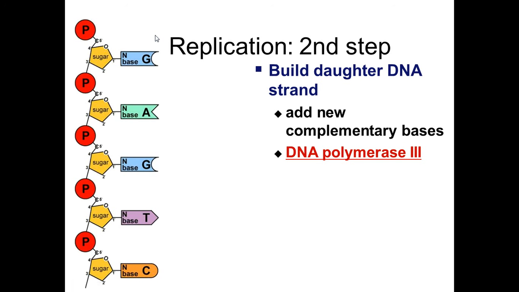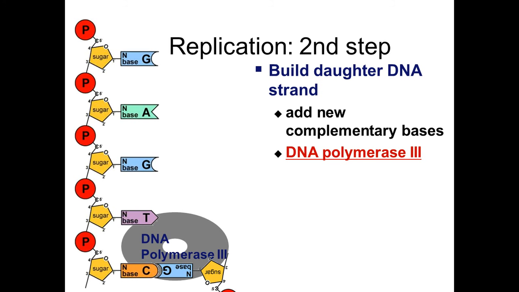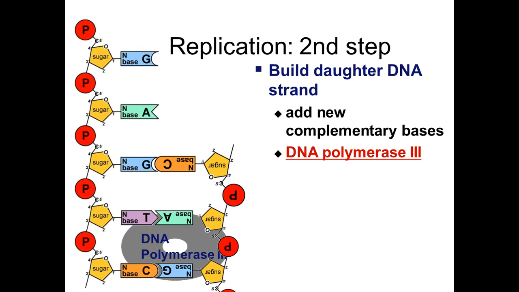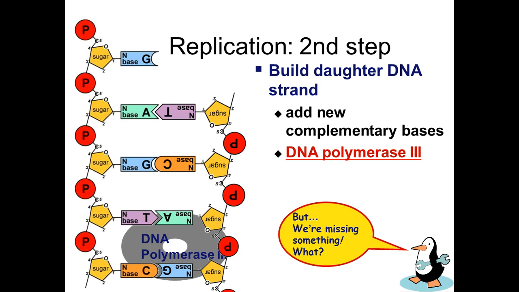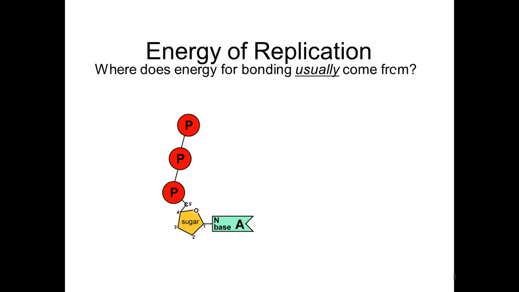This is also done with an enzyme. The enzyme's called DNA polymerase 3. And DNA polymerase 3 will go through and it will add the correct base to each of the other bases, bonding them together. However, we're missing something. Where is the energy coming from for the bonding?